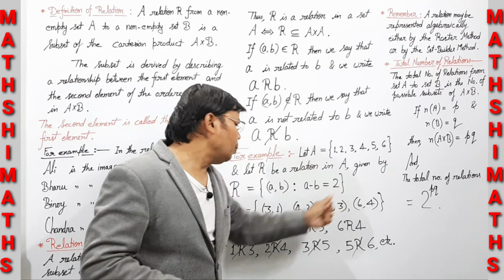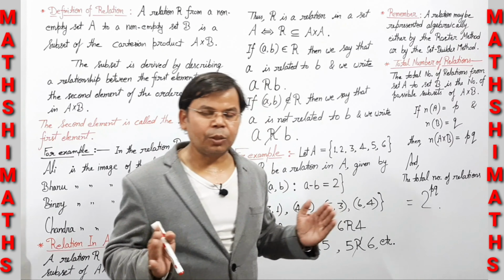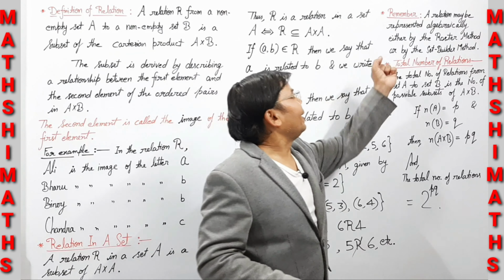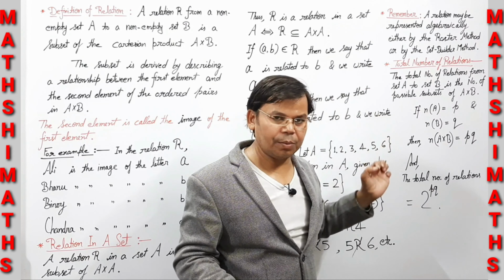1 is not related to 3 because 1 minus 3 is not equal to positive 2. Similarly, 2 is not related to 4 because 2 minus 4 is not equal to positive 2. Similarly, 3 is not related to 5, 5 is not related to 6, etc. These pairs are not related to each other. Remember one thing, a relation may be represented algebraically either by the roster method or by the set builder method.